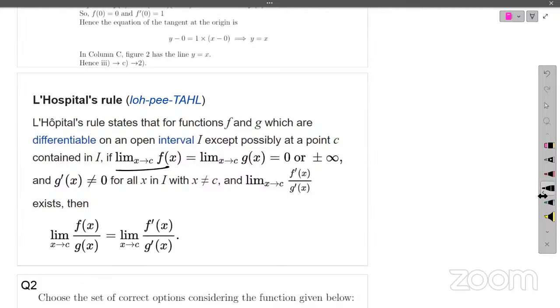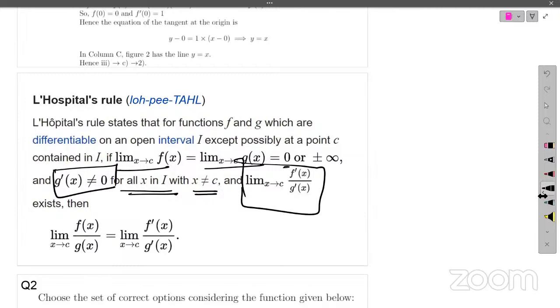The first condition is that the limit as x goes to c of f of x and the limit as x goes to c of g of x should both be equal to 0, or both be plus or minus infinity. And g dash of x should not be equal to 0 for all x in the neighborhood, and x is not equal to c, obviously. Then if you take the derivatives of the two functions and apply the limit, and this limit exists, then the two limits are equal. So that's the statement of the L'Hospital rule.